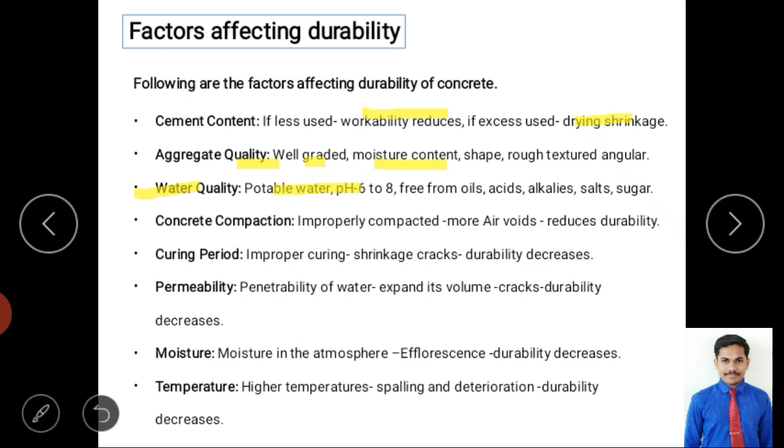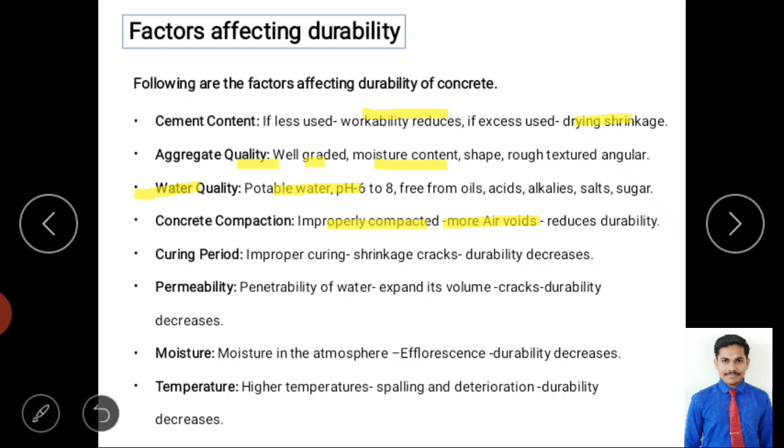Next we have concrete compaction. These are the main points, and it will take in all the parameters. Compaction means removing the air from the concrete. If air is there, then it reduces the durability. So improper compaction means more air voids. If you have more air voids, then it affects the durability. It may cause cracking, cracks and shrinkages.